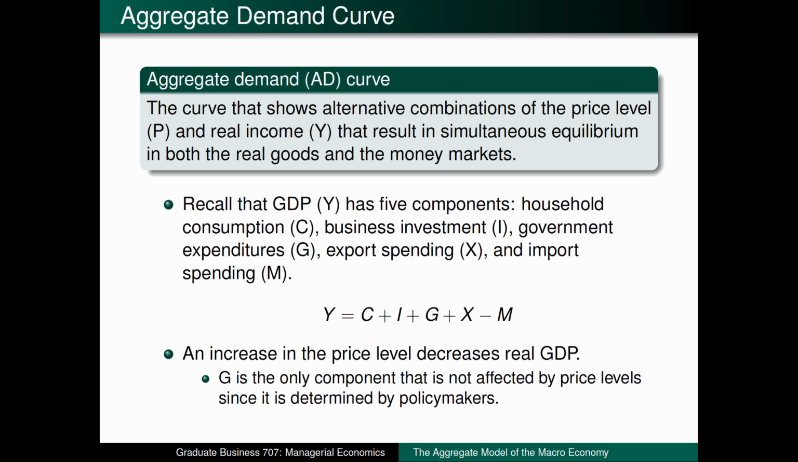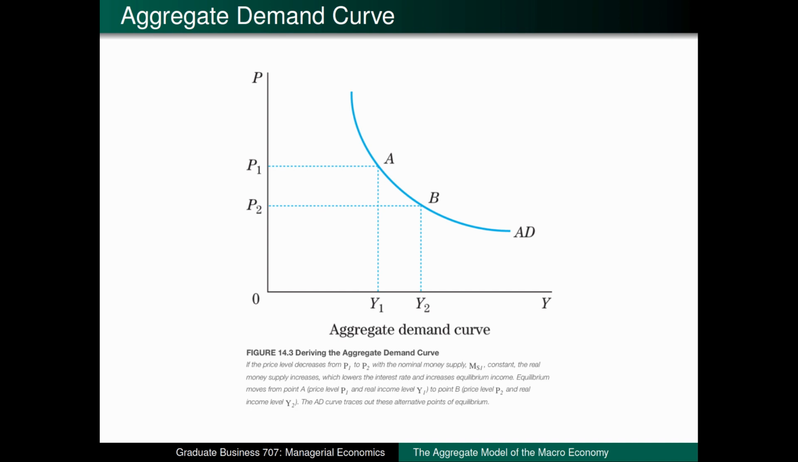With this macro approach, what we'll say is that the overall price level, which we have previously used to study inflation, will be negatively correlated with output, or GDP. More on that in a second. But first, let's take a look at the aggregate demand curve.